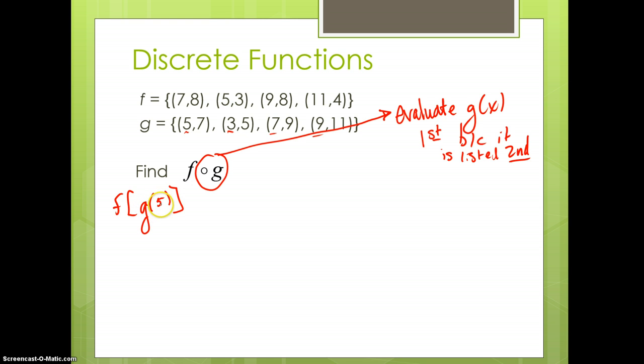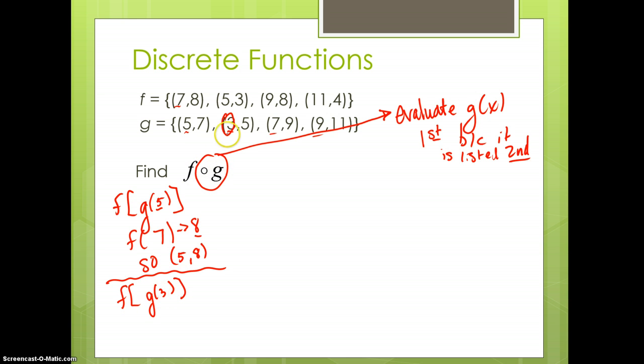We know that in the g function, when x is 5, y is 7. So at this point, we are going to do f of 7. In our f function, when x is 7, y is 8. So we have a point where x was 5, y was 8. This point is in our f of g function. Now we're going to go to our next x value in the g function. Remember, we're evaluating g of x first, and then we're doing f of that because we want f of g.